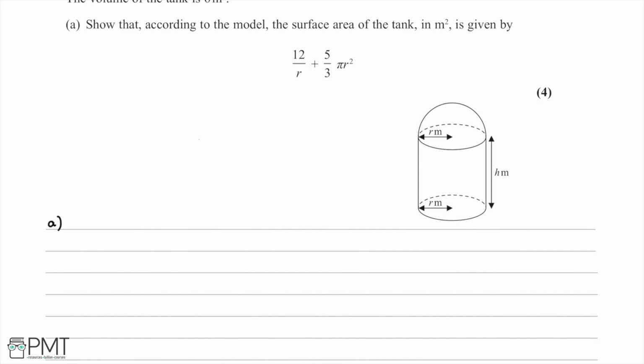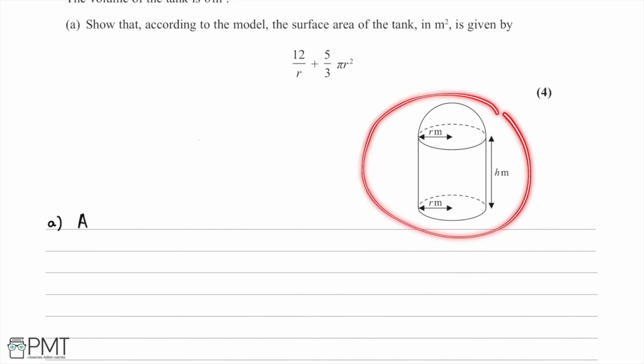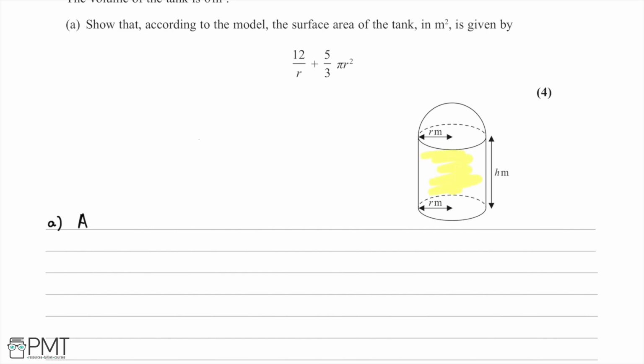So to begin, we must have a think about how we will work out the surface area. Taking note of that here, we know that the surface area of this will have multiple components. It will have the surface area of the cylinder, the surface area of the base of the cylinder, and the surface area of the hemisphere on top. So writing this down, the surface area is going to equal area 1 plus area 2 plus area 3.